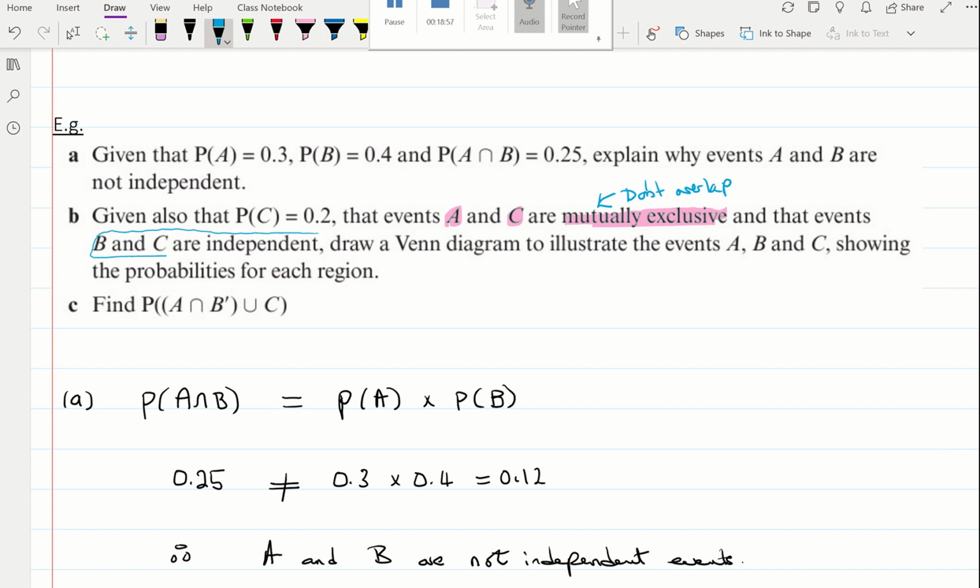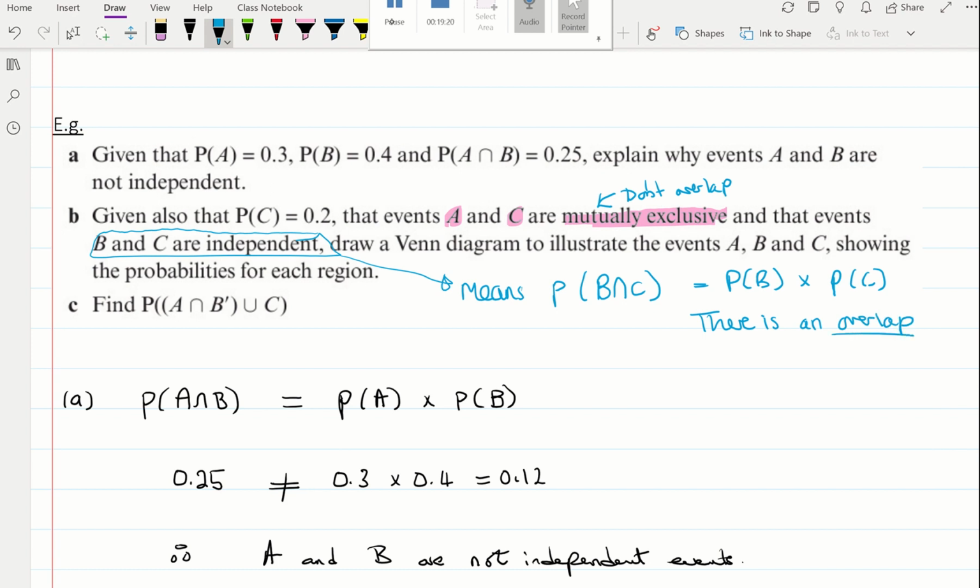Well, B and C are independent means that the probability of B and C is the probability of B times the probability of C. But it also means there is an overlap. There is something called the probability of B and C. So B and C overlap. And then it says, draw a Venn diagram to illustrate events A, B, and C showing the probabilities for each region. So really important, so showing the probabilities for each region.